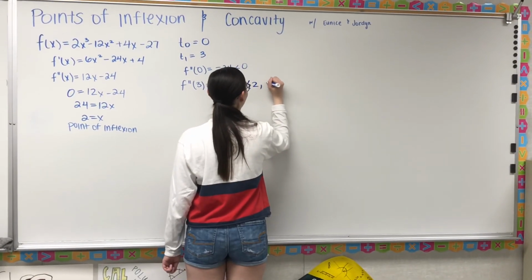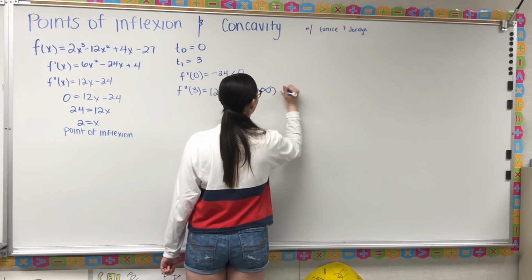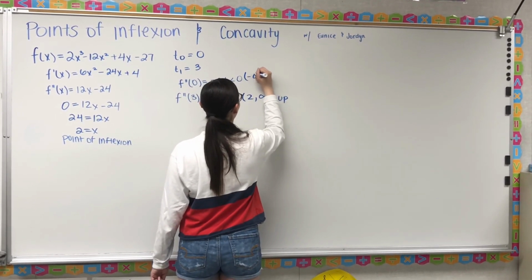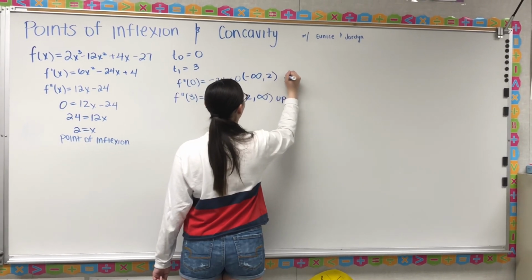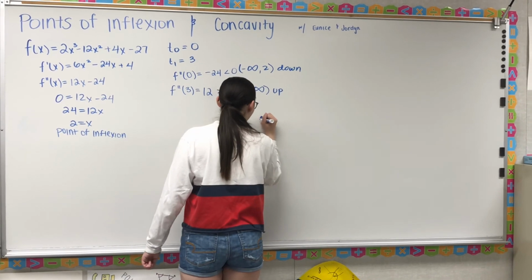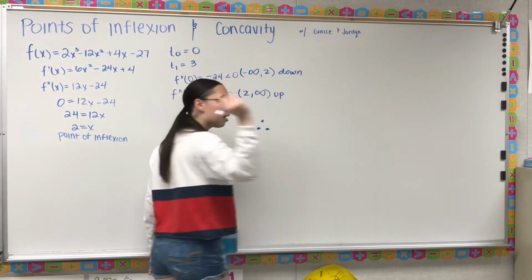So from 2, our inflection point, to infinity, the graph will be going up. And from negative infinity to 2, which is the inflection point, the graph will be going down. And that is how you find the point of inflection in concavity.